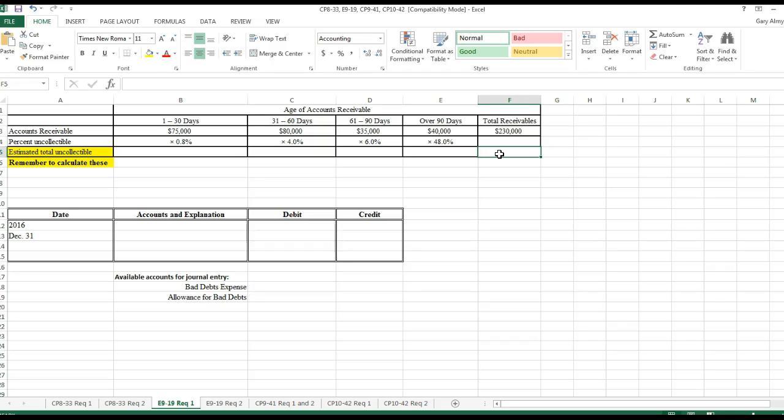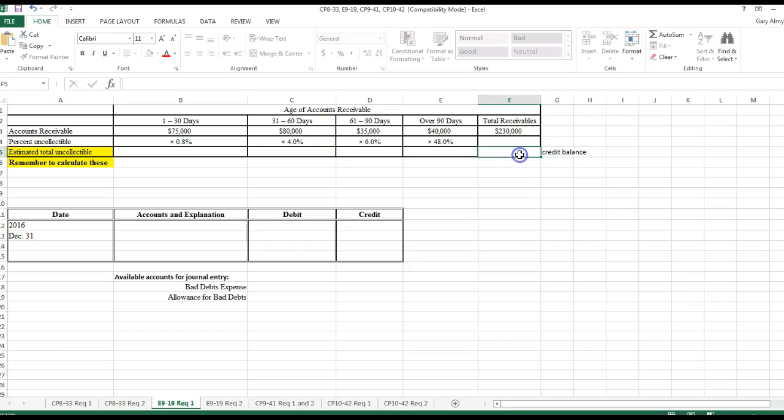Now, the problem tells us on page 516 that there is currently in the allowance for bad debts a debit balance of $24,000. Now, this target balance that we're going to be calculating here is what we want the credit balance to be in the allowance for bad debts. So that's important to keep in mind.